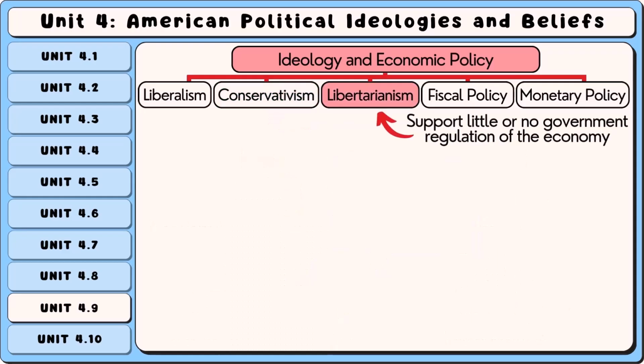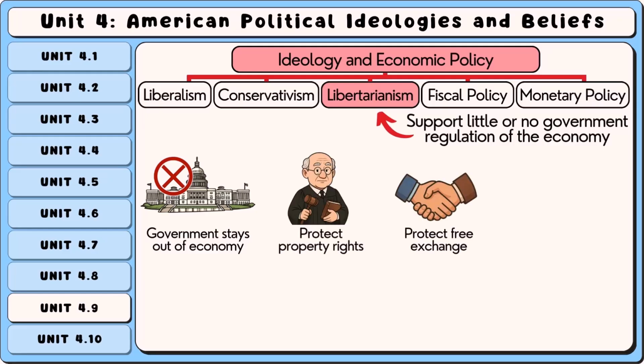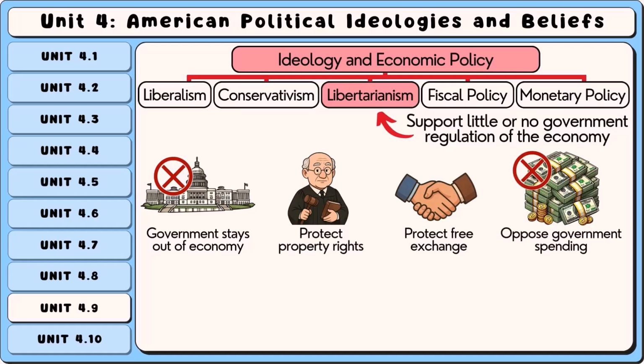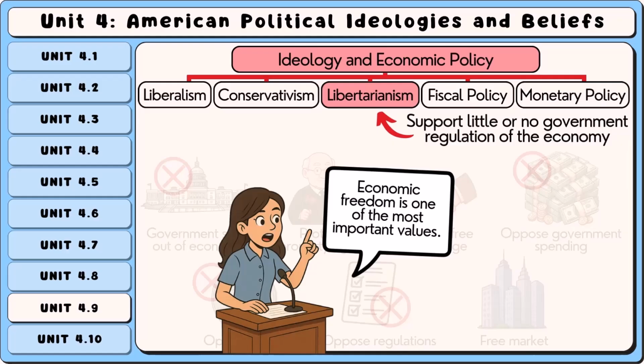Libertarians go one step further than conservatives. They are ideologically opposed to big government, wanting minimal government involvement in the lives of citizens as possible in order to maximize personal freedom. Libertarians believe the government should mostly stay out of the economy, except to protect property rights and ensure that people are free to make voluntary agreements. They usually oppose government spending, taxes, and regulations, and they think the marketplace should be trusted to solve most problems on its own. For libertarians, economic freedom is one of the most important values.